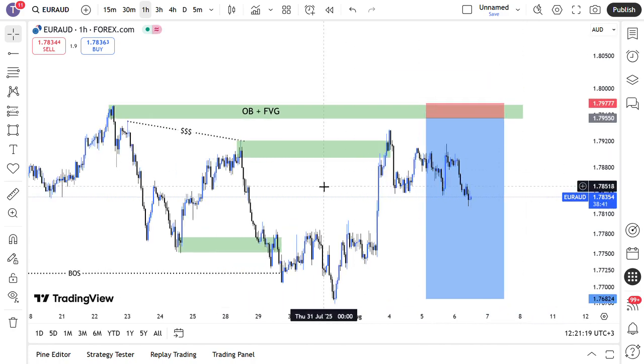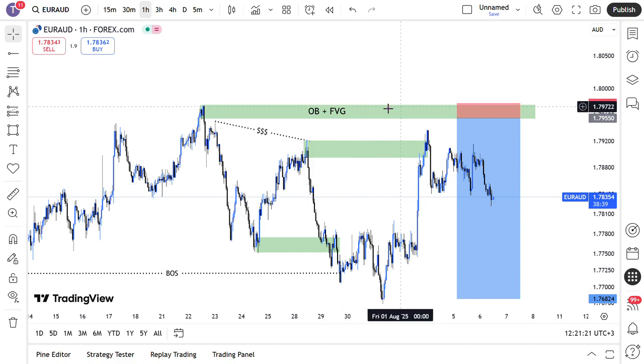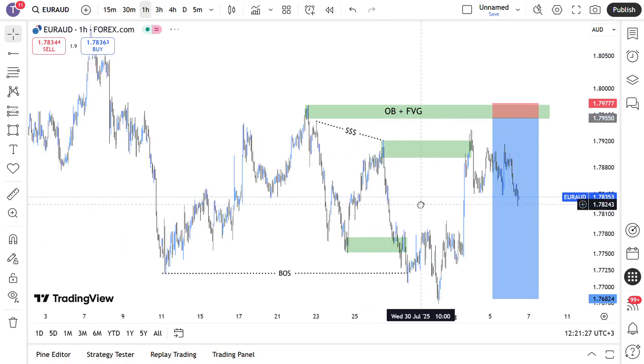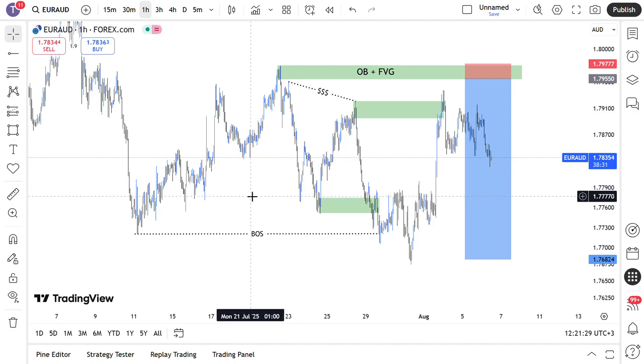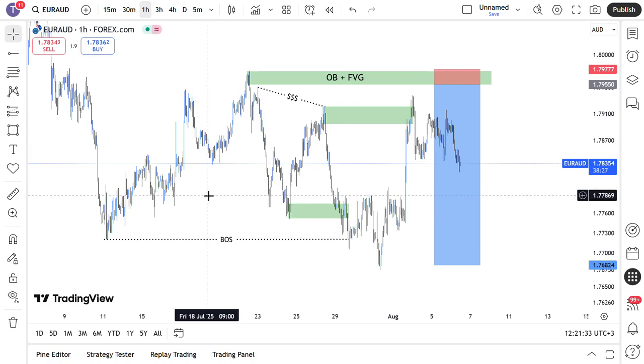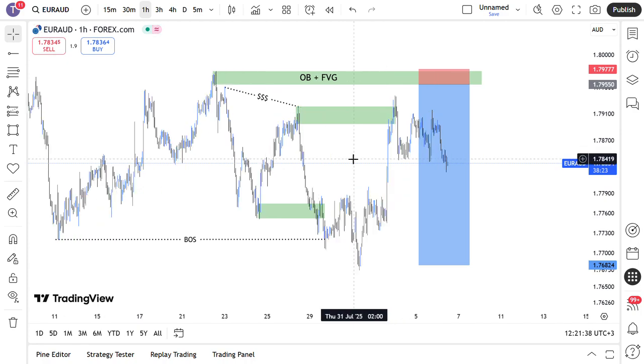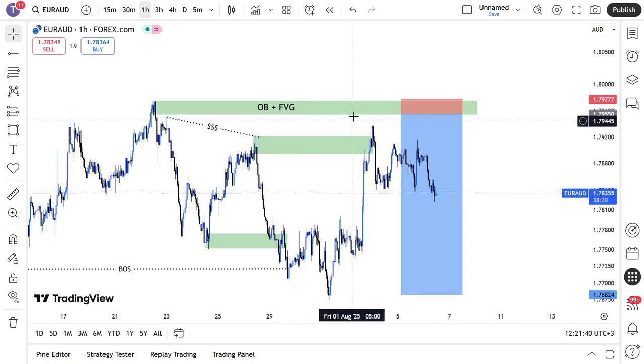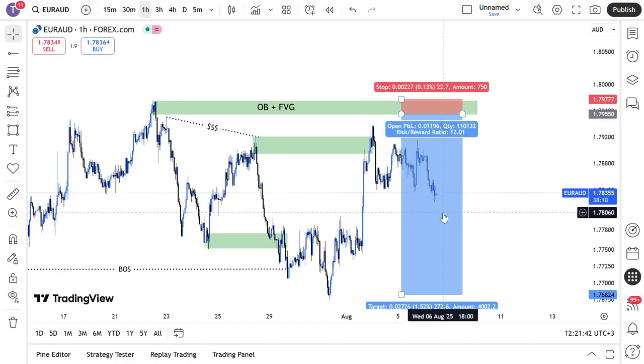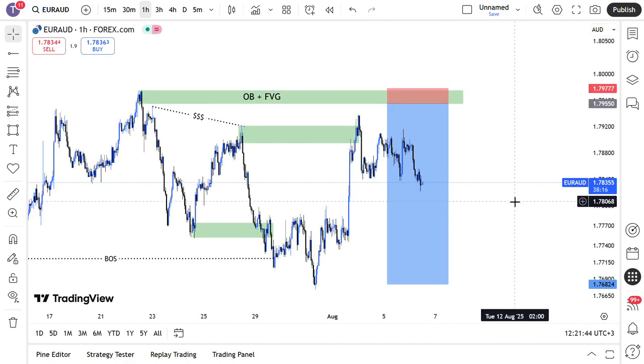And I want to explain why I want to look for a change of character from this high. I want to look for a change of character from this high because we understand that we had a daily order block from down here, and the daily order block is causing this buying pressure to the upside. So that is why I want to see a good change of character before I sell to the downside. So I guess that is it for the analysis.